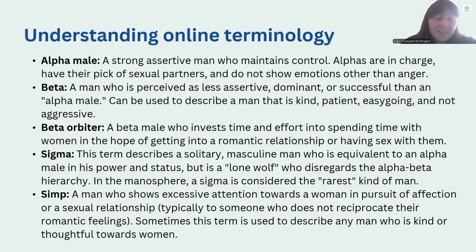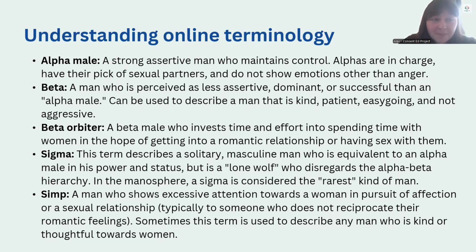A beta, on the other hand, is a man who's perceived as less assertive, dominant, or successful than an alpha male. And it can be used to describe any man that is kind or patient or easygoing, not aggressive, not super macho. And then these character traits, which are quite nice, are used against them to insult them and to undermine their masculinity and say they're not as masculine as the super macho angry guy.